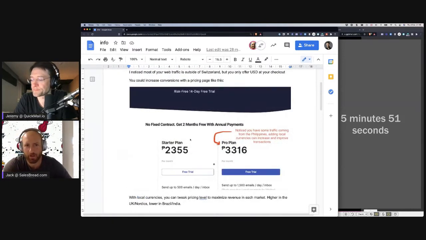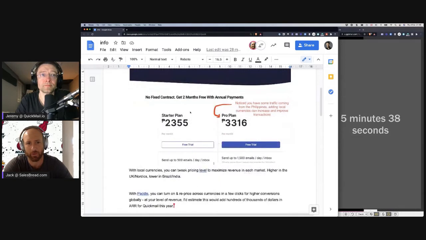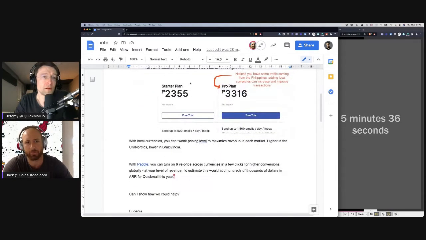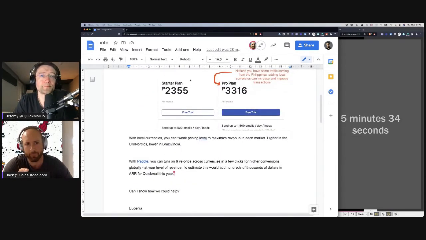I'm going to bash them on offering too many features here. They should have simplified this down by removing that last paragraph, which I think is well written, but throw that in a follow-up and just keep this really simple. Good one. And that way there's less thinking involved.